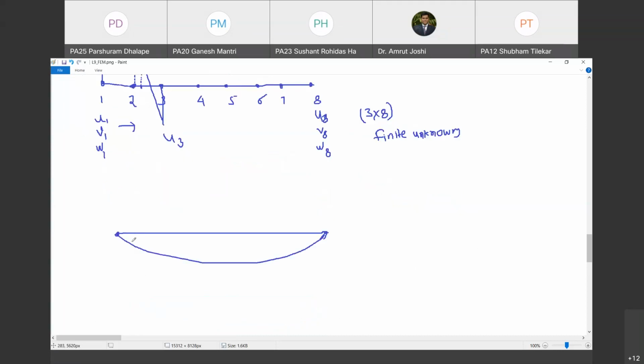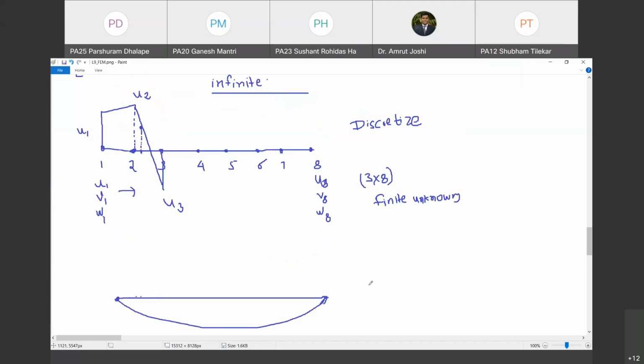So now, if this is a continuum, then at each and every point, I would like to know its y directional deformation. In that case, the number of unknowns will become infinite. Instead of that, let me discretize this continuum, and let me discretize only in two parts. This is part number one, this is part number two.